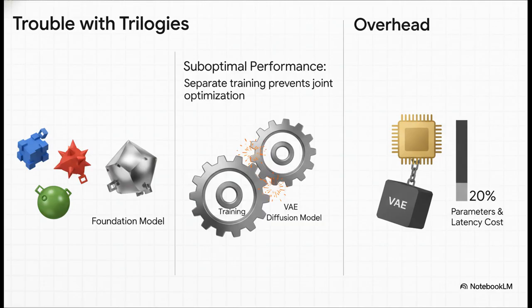And finally, there's a huge efficiency cost. That autoencoder can eat up a full 20% of the model's total parameters and adds a real lag time when you're trying to generate an image. It's like having to fire up a separate clunky generator just to get your main engine started.